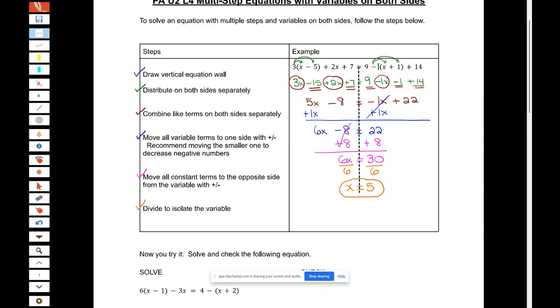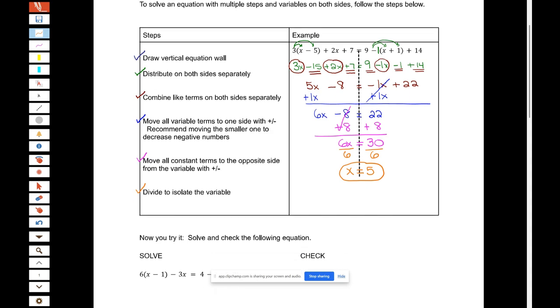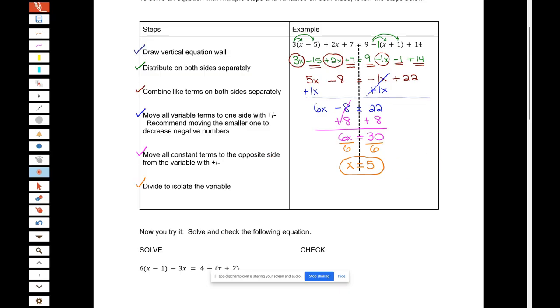Okay, so that's that one. We solved it. We're not going to check this one, but we are going to check the next one to practice the skill of checking our answer. So we have another one where we're going to follow the same steps. Distribute, combine like terms, each side separately. You don't do a single inverse operation until you're done cleaning up the left and cleaning up the right. Then you do an inverse operation to move your variables all to one side, to move your constants to the opposite side, and then finally to divide away.